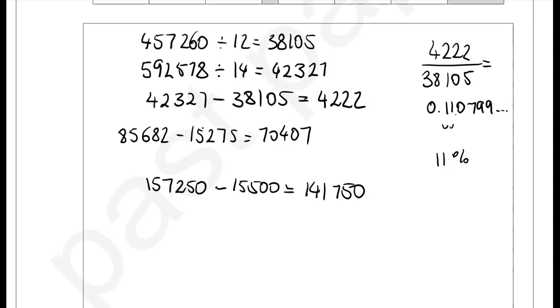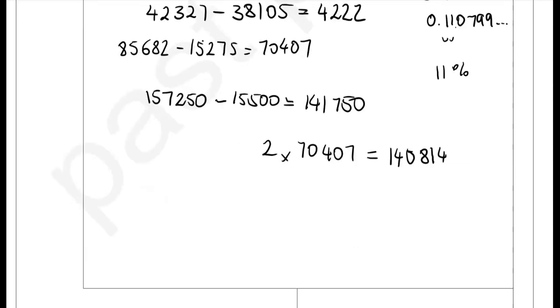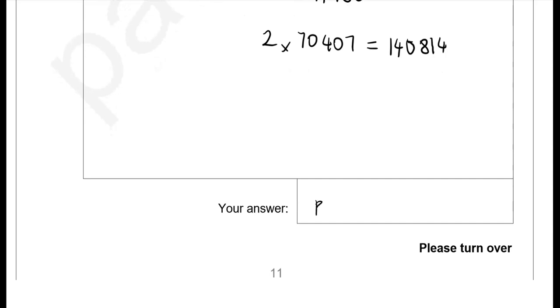So if I double 70,407, let's see if that is lower than 141,750. And this is indeed lower than that. So the second claim is also correct. So both are correct.